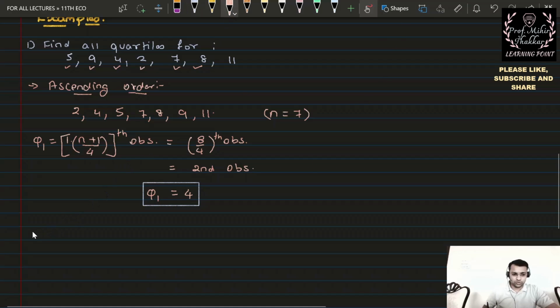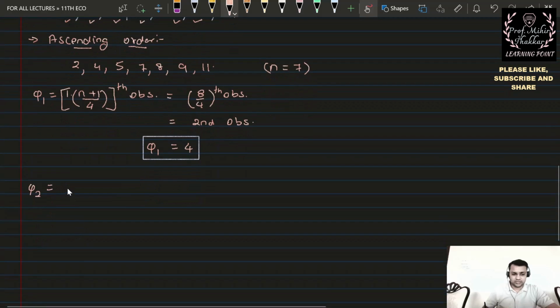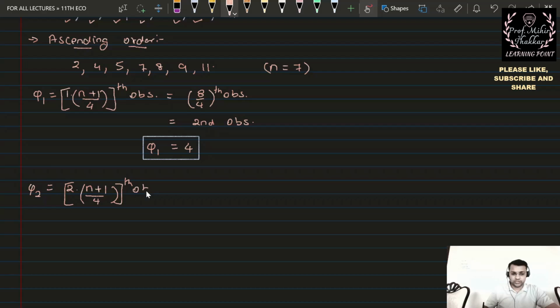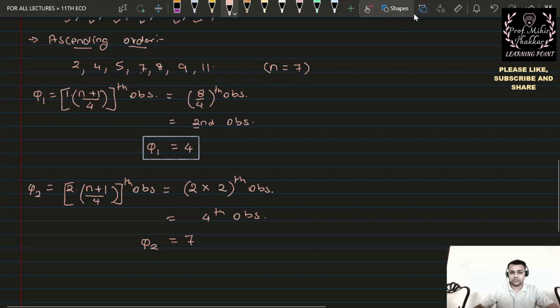Then when we talk about Q2, it is a similar case, 2 into n plus 1 upon the fourth observation. But now over here guys, what you can do is n plus 1 by 4 you have already calculated, it is the value as 2. So I can directly say 2 into 2, the fourth observation. So remember guys, the fourth observation in the ascending order is 7 over here. So you will directly get Q2 is equal to 7.